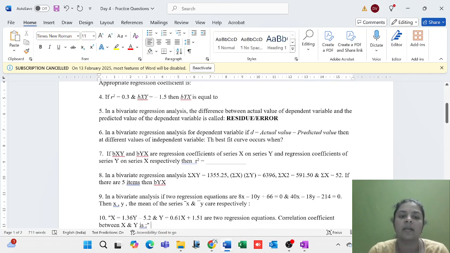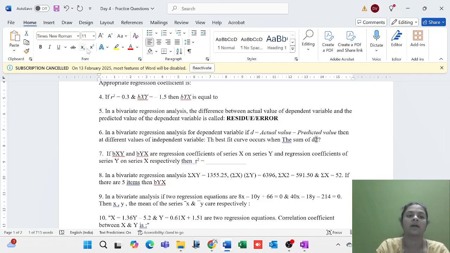Sixth one. In a bivariate analysis, if d is equal to actual minus predicted value, the best fit curve occurs when the sum of d square is minimum. That is, for each value you get a d square, right? So d1 square, d2 square, d3 square. So the total of all the d square will be minimum.